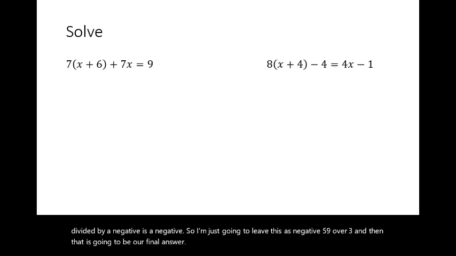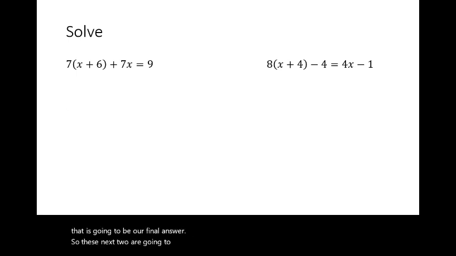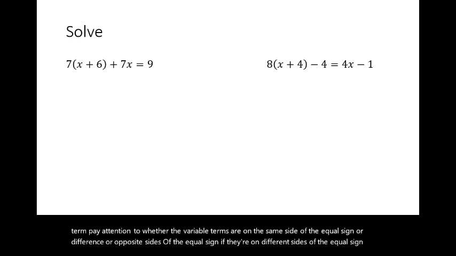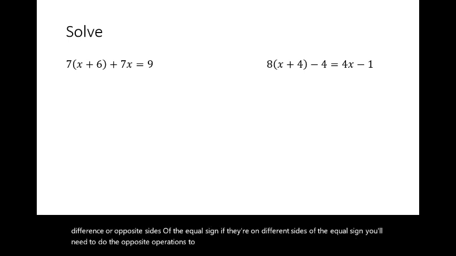So these next two are going to be very similar. Keep in mind, if you have more than one variable term, pay attention to whether the variable terms are on the same side of the equal sign or opposite sides of the equal sign. If they're on different sides of the equal sign, you'll need to do the opposite operations to move them all onto one side or the other.